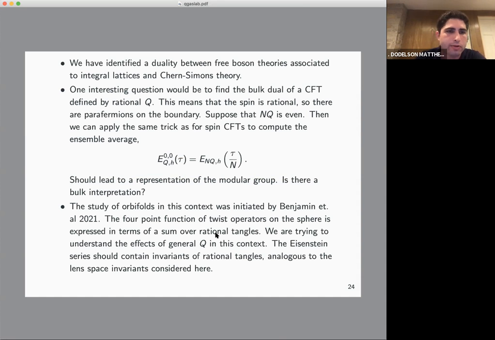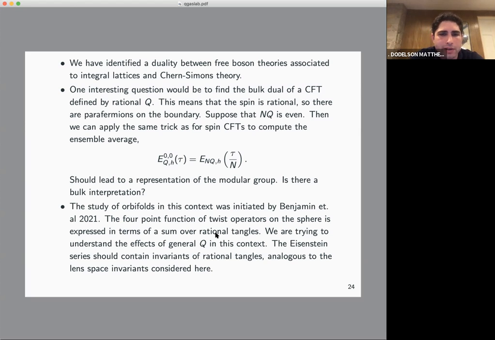Okay, so let me wrap up. So I've discussed a duality between free boson theories that are associated to integral lattices and Chern-Simons theory. So there's a couple interesting things that we're working on. So one thing that would be interesting would be to find the bulk dual of a CFT that's not defined by integral lattices, but by rational lattices. So what this means is that the spin is rational. So there are actually parafermions on the boundary.